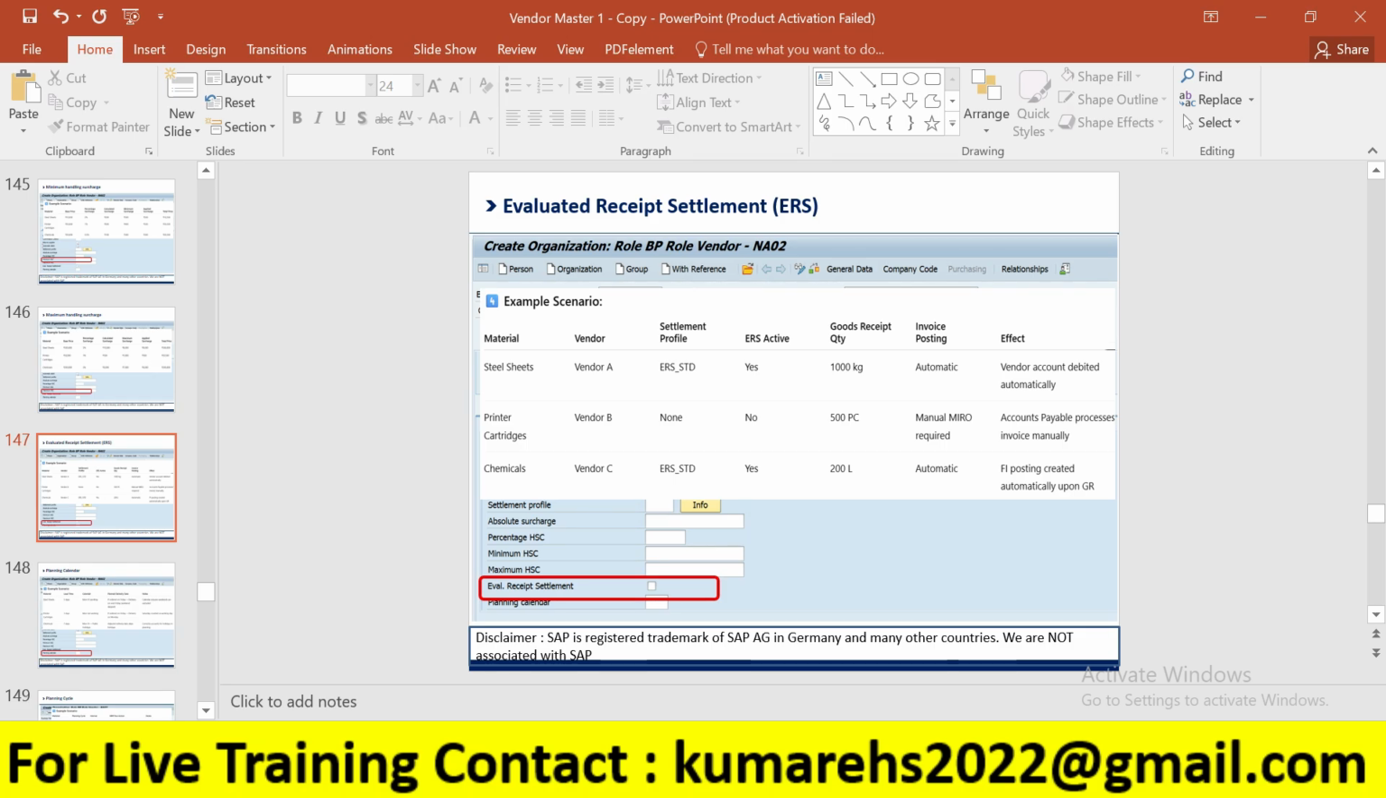So the next one is evaluated receipt settlement. We used to call it ERS. We already discussed ERS in detail, so no need to go over it once again. Let's go to the next one. Planning calendar.